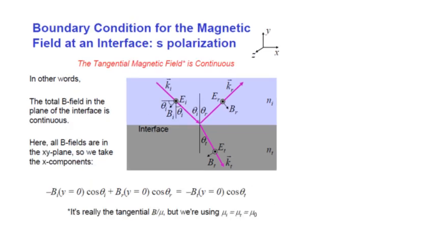Similarly, we can also apply the boundary condition for the magnetic field. The tangential magnetic field is also continuous. The total magnetic field in the plane of the interface is continuous, so we take the x components. This is Bi, then Br and Bt. Since this is perpendicular, we should take cos. Bi cos theta i plus Br cos theta r should be equal to Bt cos theta t.